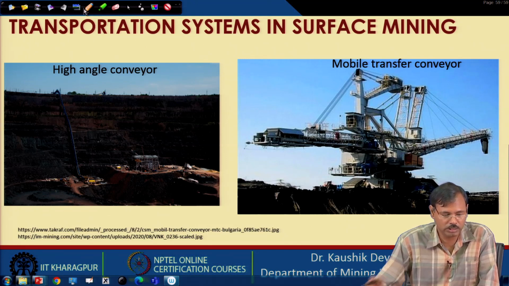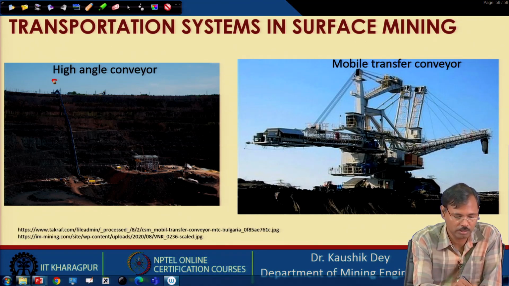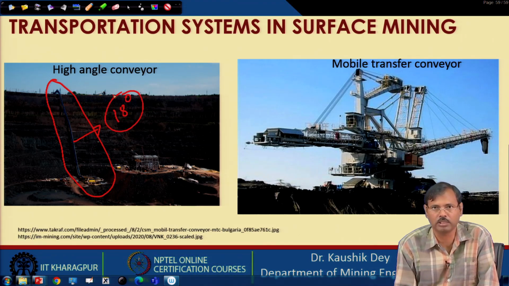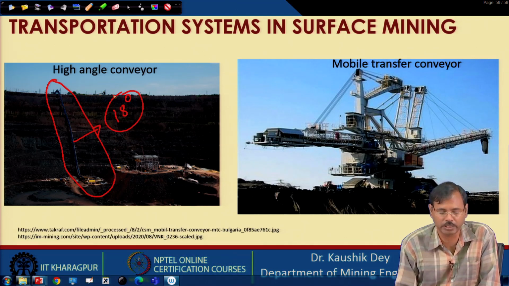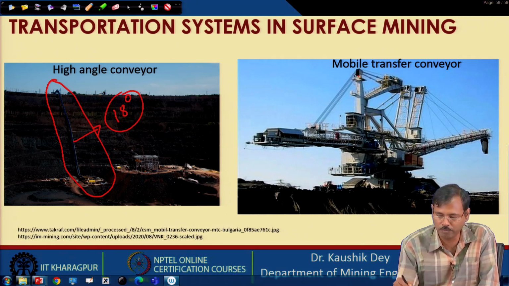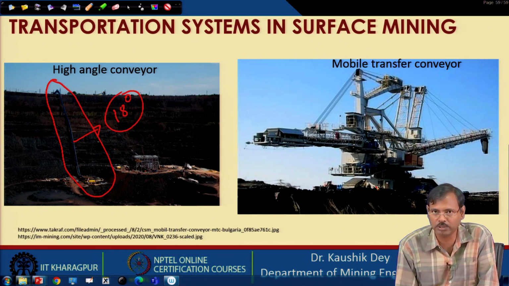And this is a high angle conveyor, where the material is transferred at an angle higher than 18 degrees. Up to 18 degrees the normal conveyor is practiced, and above 18 degrees high angle conveyors are used. Sometimes it is a sandwich belt conveyor; sometimes other types of conveyors are also available. So, this is the high angle conveyor system, and this is the mobile transport conveyor system. This is mobile equipment, and a number of mobile transfer conveyor systems are available.